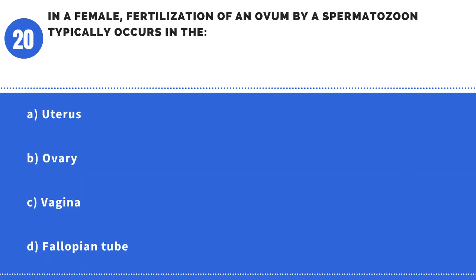Question 20. In a female, fertilization of an ovum by a spermatozoon typically occurs in the A. Uterus. B. Ovary. C. Vagina. D. Fallopian tube.